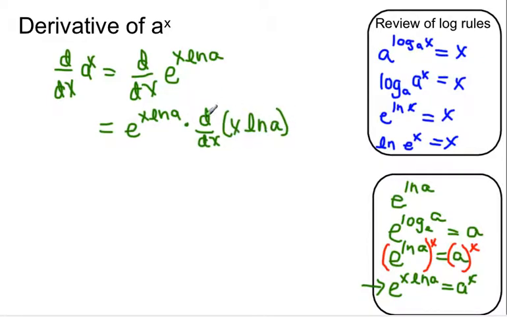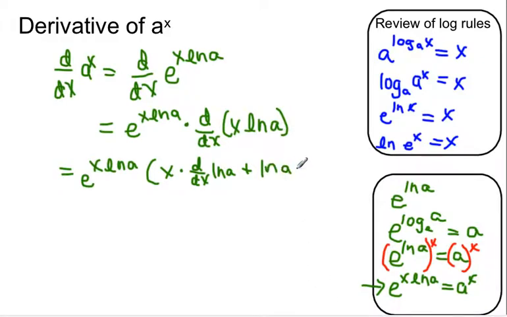Now this is going to be a product rule. So I'm going to get e to the x to the ln of a times, product rule says, this is x times the derivative of ln of a, plus the ln of a times the derivative of x, which is 1.